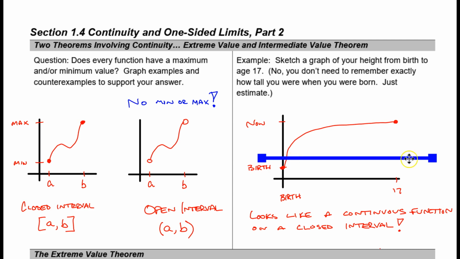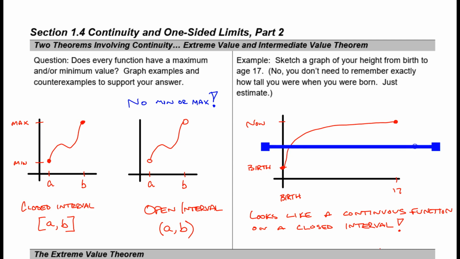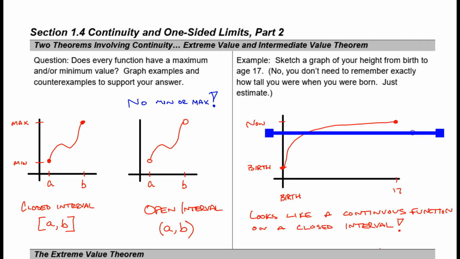At some point you had to be exactly 3 feet tall. If I said, well, what about 4 feet tall? At some point you had to be exactly 4 feet tall. How about 5 feet tall? Yep, at some point you had to be exactly 5 feet tall. And that illustrates one of the two theorems we're going to talk about today. So let's move into those theorems.